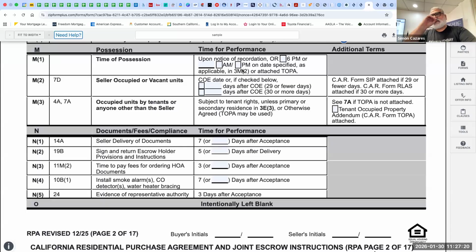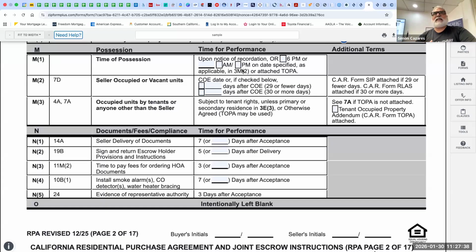Most clients like to stay because of convenience. They're not rushed to vacate because there's uncertainty if we're going to close on time. So they always ask, give us another few days to vacate, right? Or maybe over the weekend and we'll be out by Monday, right?